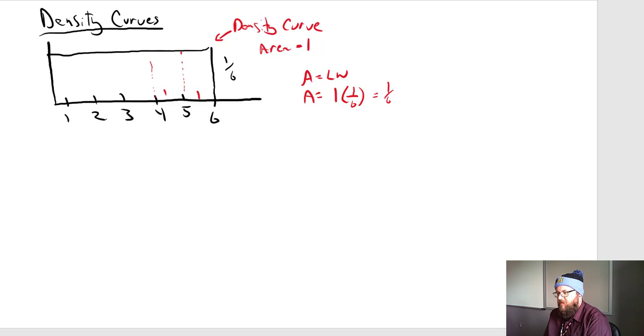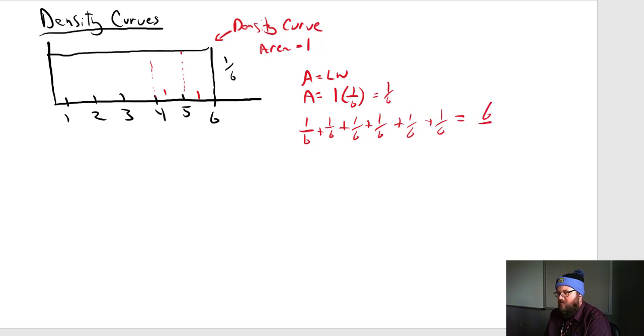Well, if we add up all of those areas for each one of those rolls, it should equal 1. Because we have 1/6 plus 1/6 and so forth. We did this 6 times, so 1, 2, 3, 4, 5, 6, and that would equal 6/6, which equals 1, which would give us our area. So again, they all have the same probability under this density curve, and the area should all add up to 1.